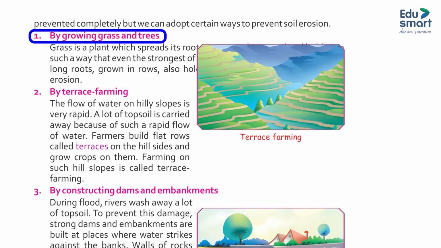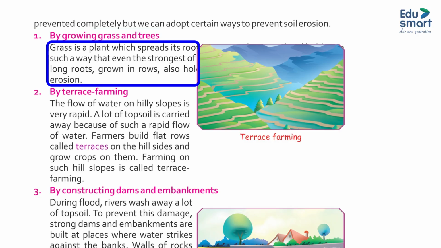1. By growing grass and trees. Grass is a plant which spreads its roots in such a way that even the strongest of winds cannot easily blow away the soil. Long roots of trees grown in rows also hold back erosion.